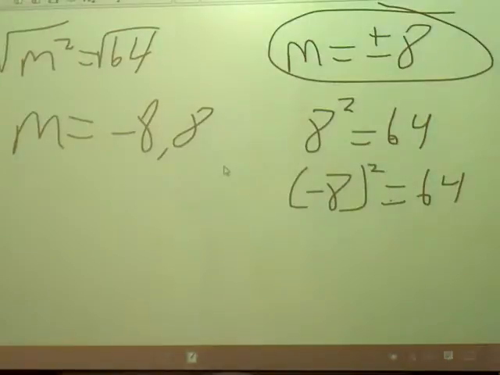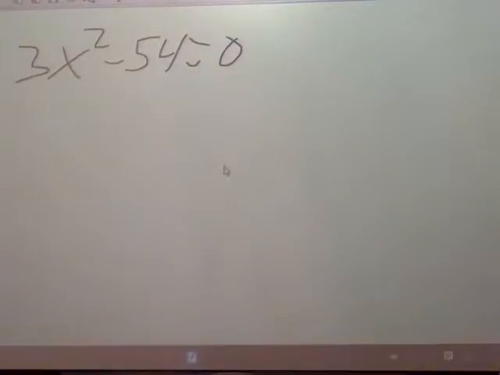Okay? Pretty easy there. Let's add a couple steps here. This one says 3x squared minus 54 is equal to 0. Now, this still falls in the category of the square root property. 3x squared minus 54 is equal to 0. Still falls in the category of the square root property, but there's some work to be done. What do we need to do to this? How would we start? How would we do that?